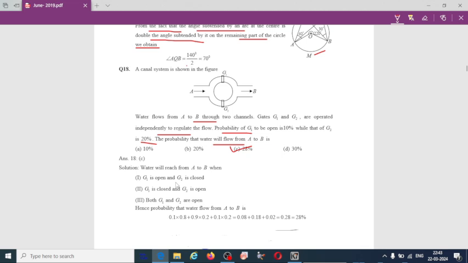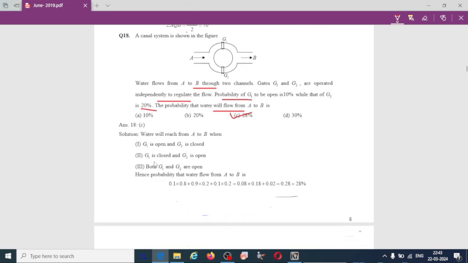Water will reach from A to B when gate 1 is open and gate 2 is closed. Option 2, gate 1 is closed and gate 2 is open. Option 3, both gate 1 and 2 are open. Hence, probability that water flows from A to B is, if we multiply 0.1 into 0.8, 0.9 into 0.2, and 0.1 into 0.2, that means if we add them all, 28%.